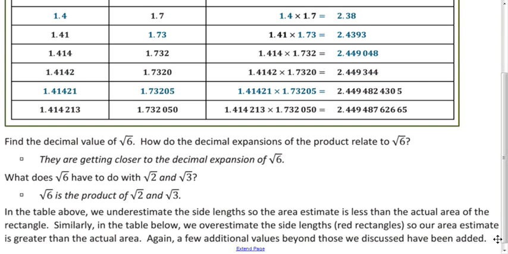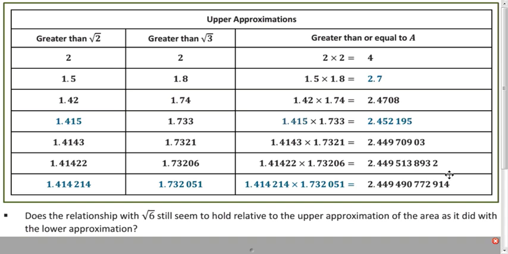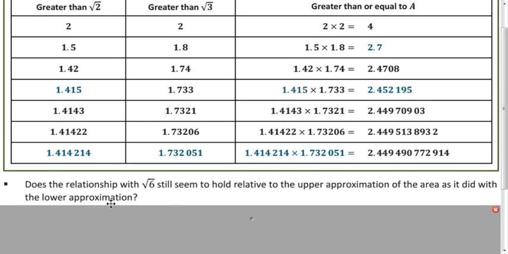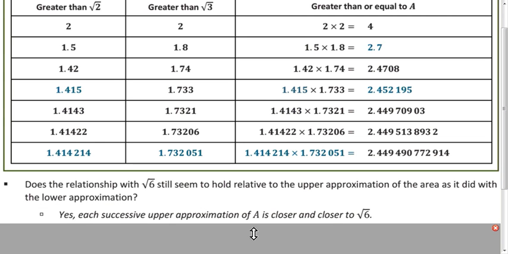So in this table, we had underestimates everywhere. So what happens when we look at the overestimates? These are all greater than our square root of 2 and square root of 3, or 2 dimensions. So let's see, does the relationship with the square root of 6 still hold here, like we had in the other one? What happens with these upper approximations? Yeah, they're getting closer and closer to the square root of 6, but now we're going in the other direction. We're more than the square root of 6, and we're getting closer and closer to it by going down.